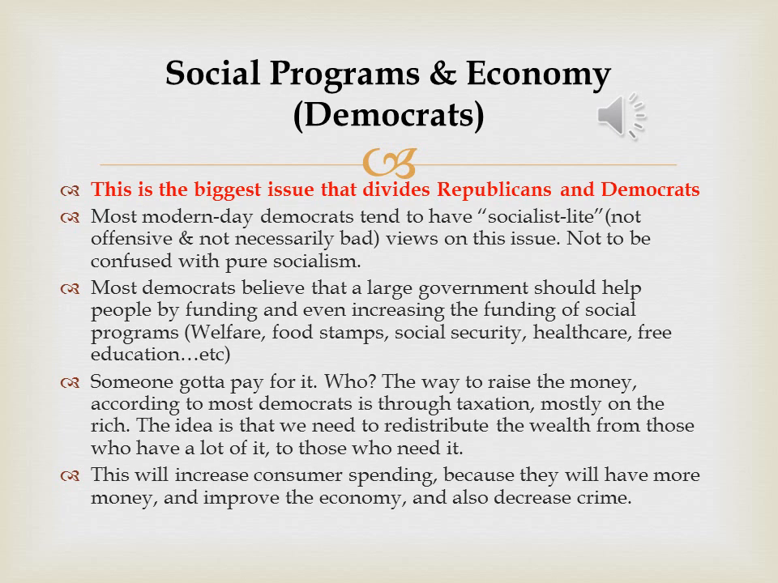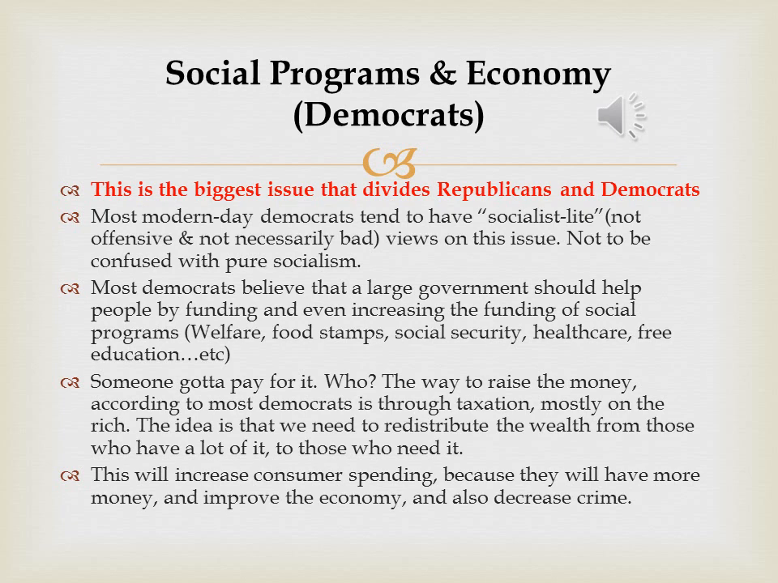But someone's gotta pay for it, right? So all these social programs are nice, but someone's gotta pay for it. But who? Well, Democrats have a proposal. The way to raise the money, according to most Democrats, is through taxation, mostly on the rich. The idea is that we need to redistribute the wealth from those who have a lot of it to those who need it.